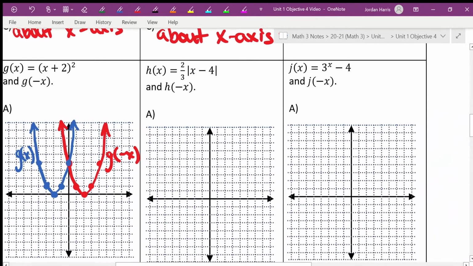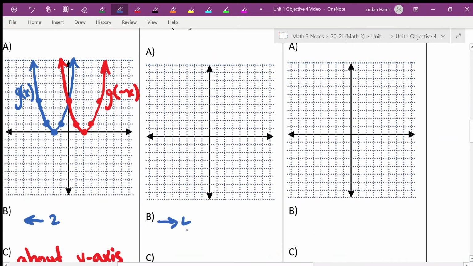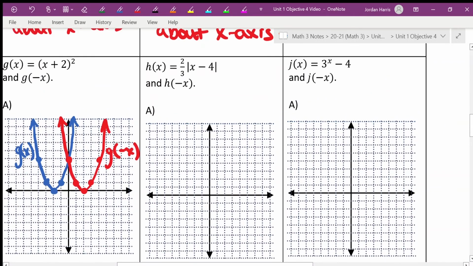Alright, next one. This is a right 4 shift. Remember, it's inside parentheses. Absolute values kind of act like parentheses. So 1, 2, 3, 4. 2/3 slope, up 2 over 3, up 2 over 3. It's good enough. So that is h of x.